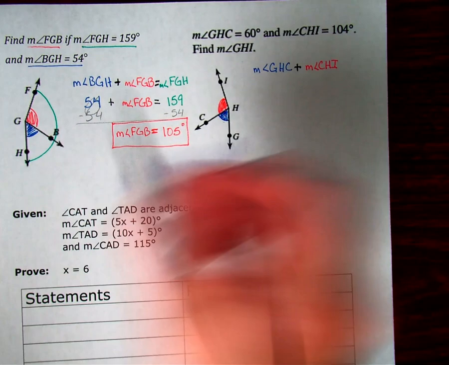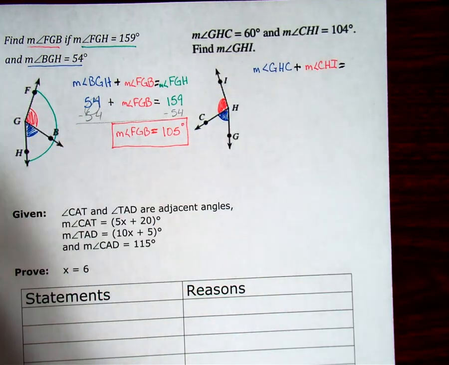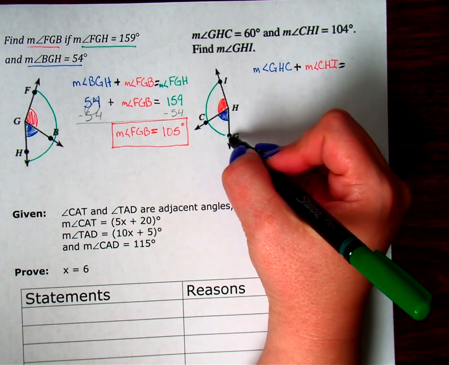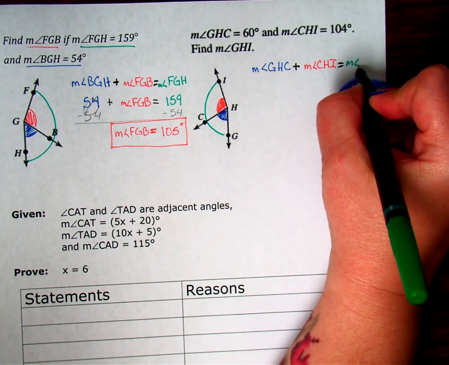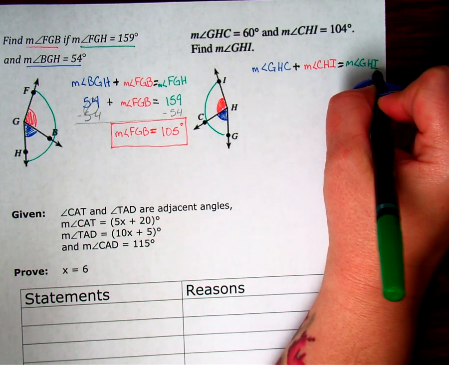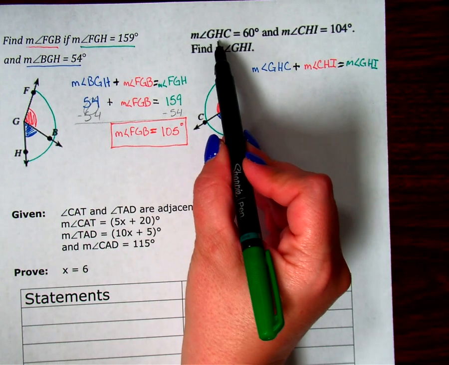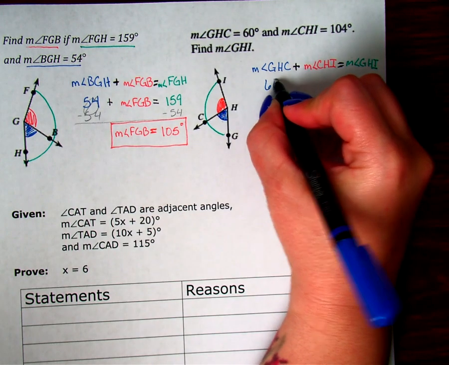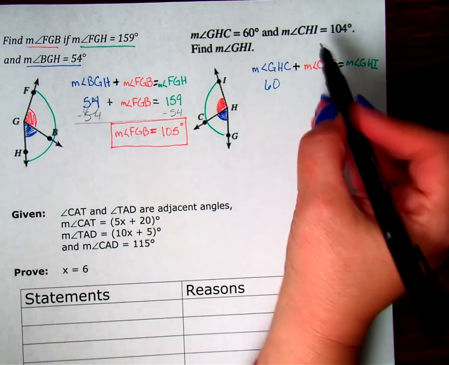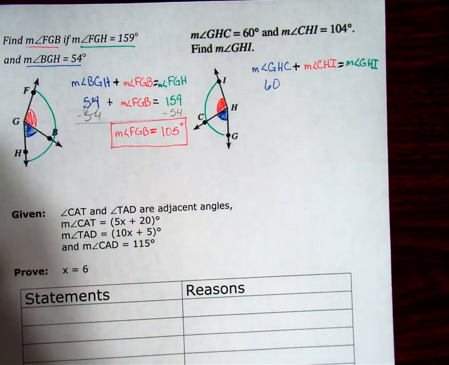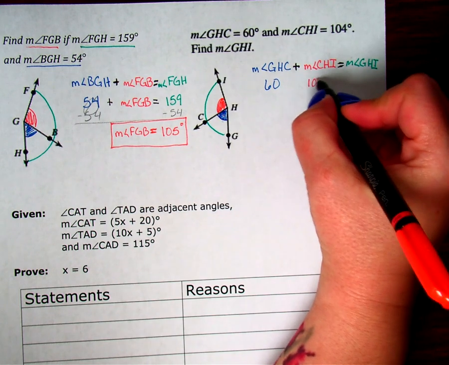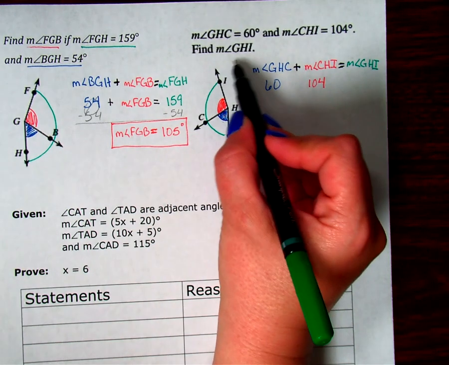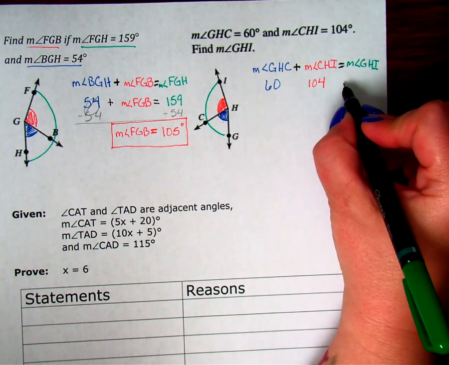If I take the blue angle and the orange angle and add them together, it's going to equal the whole angle, which I can either call IHG or GHI. So the measure of angle GHI. All right, so then we're going to plug in GHC is 60. So GHC is my blue angle. And then CHI is my orange angle. And I'm trying to find the measure of angle GHI. I'm trying to find the green angle.